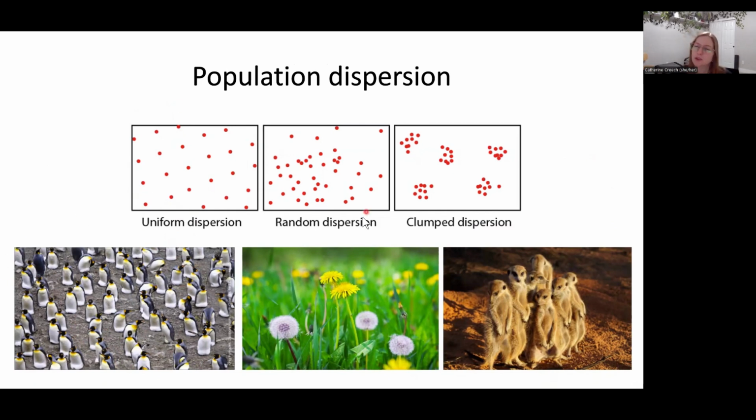Random is going to be usually wind dispersed seeds. So where these dandelions land is totally dependent on the wind, and wherever they land, they will grow. So there isn't a pattern here. And then we have clumped organisms that like to live in groups or communities or hives or cities. We usually see a clump dispersion for that.